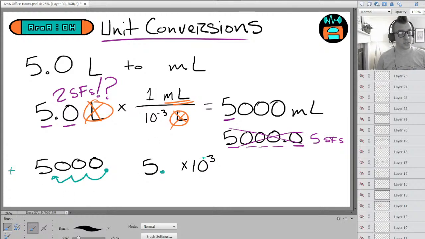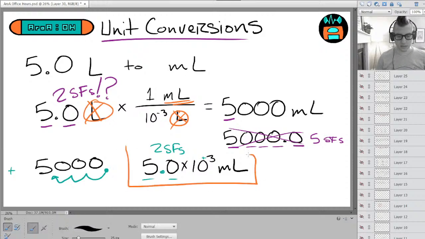Now, we need to write this with 2 sig figs. So we add a 0 behind our 5 because 5.0 has 2 sig figs. Finally, you have to remember that this is 5.0 times 10 to the third milliliters. And this is our correct answer. Correct value, correct units, correct sig figs. All right, converting 5.0 liters to milliliters.